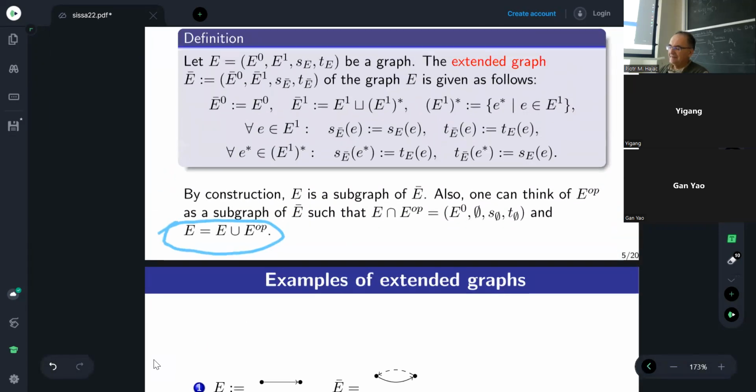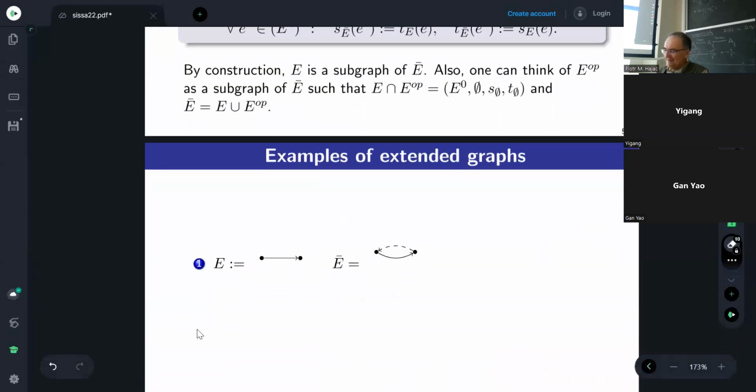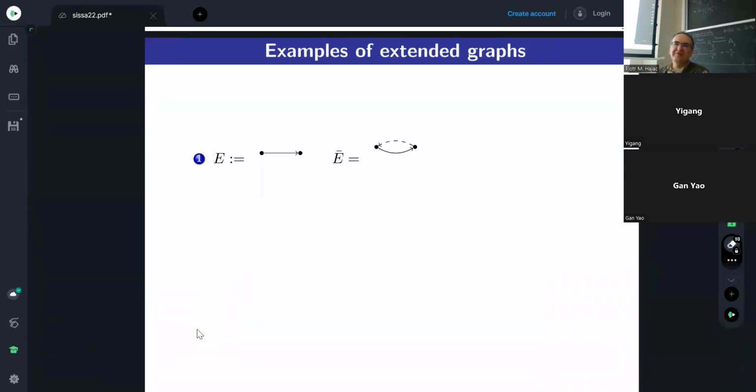Can you scroll up? So you said that the union of E and E bar is E? I mean, here, you see. Okay, I'm sorry about this. Still, this is very nice technology because I don't have to alternate between the whiteboard and slides. You see?